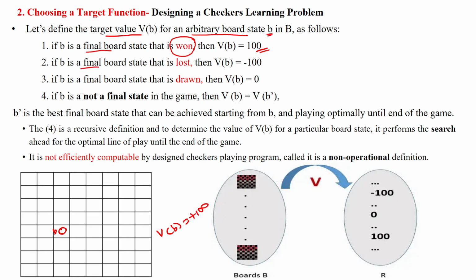And if b is the final board state, but you lost the game, then you assign the target function value minus 100. The third choice: if b is the final board state, but the game is drawn with the opponent player, then you assign the target function value 0. The fourth condition is if b is not a final state in the game, then we will move into the next state. So this is the approximate target function.